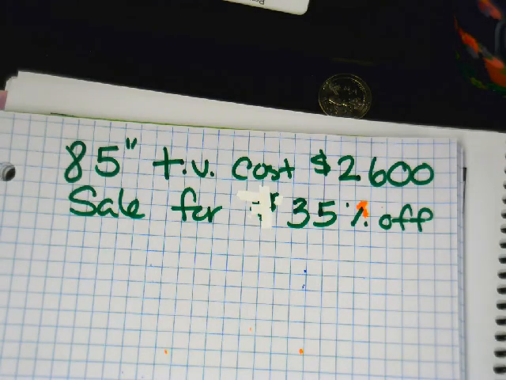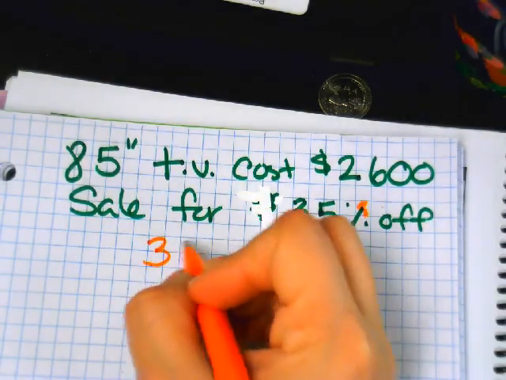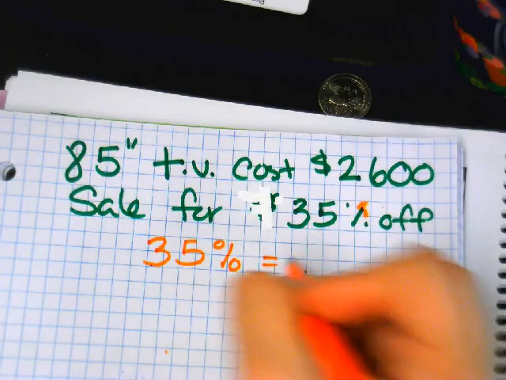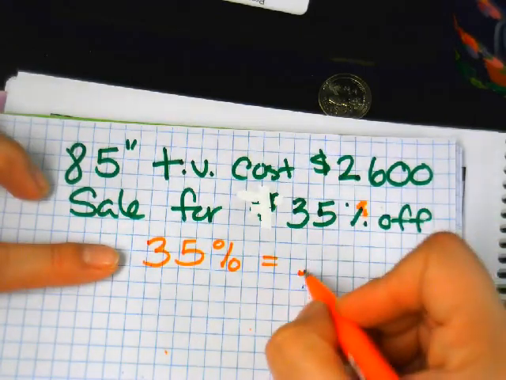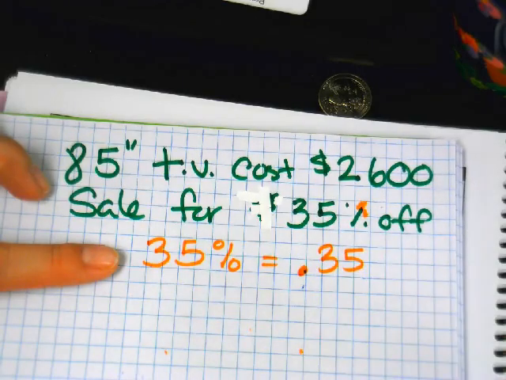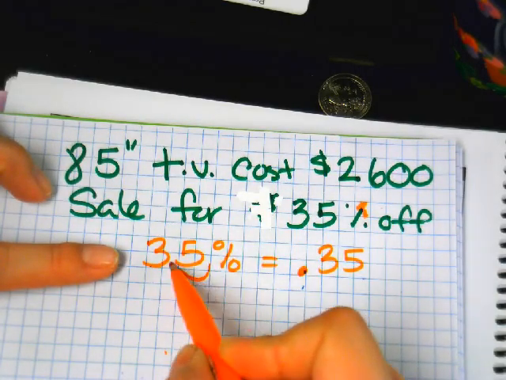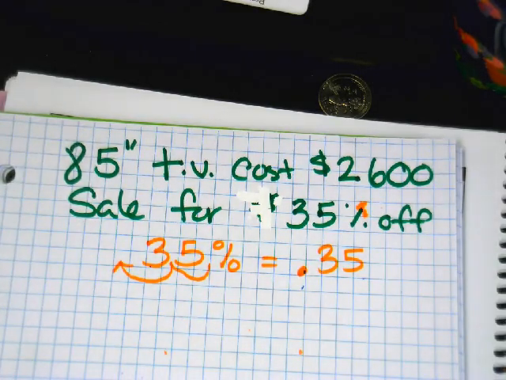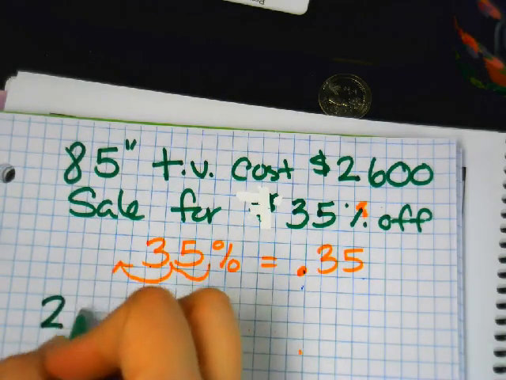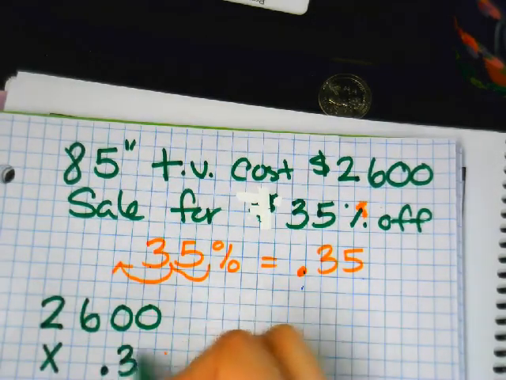All right. So, what's your first step? Multiply by the percentage as a decimal. Yeah. So, what's 35% as a decimal? 0.35. Remember, in the beginning of the school year, we learned that we have to move it 2 times, so we move it 2 times. 0.35. All right. So we're gonna take $2,600 and we're gonna multiply it by 0.35.